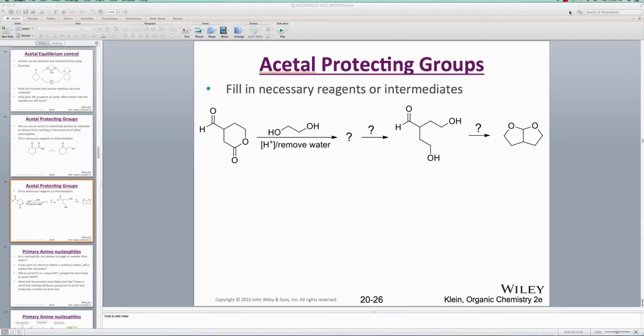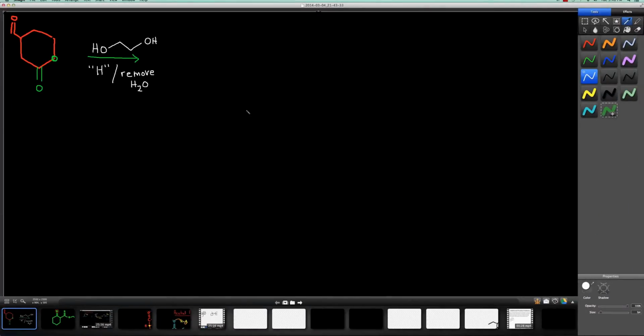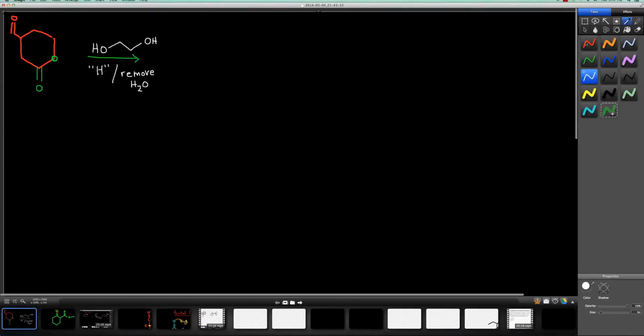So let's consider yet another problem. Now I'm on slide 26 in your chapter 20 notes. And so we have a 2-carbonyl functionality containing molecule, and we are going to make an acetal with the most reactive of the two. So if we take a look at this on our easel, the question is, am I going to form the acetal with the aldehyde or with the ester? The aldehyde is the most reactive carbonyl, therefore the answer is we're going to make the acetal with the aldehyde.